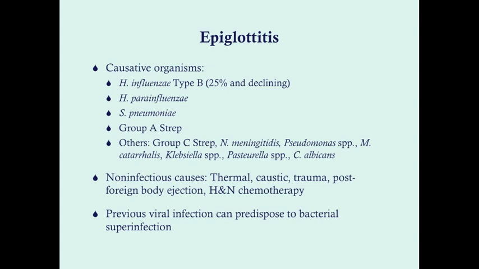So what causes epiglottitis? We already talked about that. Haemophilus influenzae type B is number one. It's 25% and declining, and the reason it's declining is because people are getting vaccinated against influenza type B, so it's less and less now. But there are other organisms that can cause epiglottitis. One would be Haemophilus parainfluenzae, which we also see as a cause of croup. Streptococcus pneumoniae, group A strep, and then there are some other ones that are much less common: group C strep, Neisseria meningitidis, Pseudomonas, Moraxella catarrhalis, Klebsiella, Pasteurella, and Candida albicans. That's typically going to happen in HIV/AIDS patients.